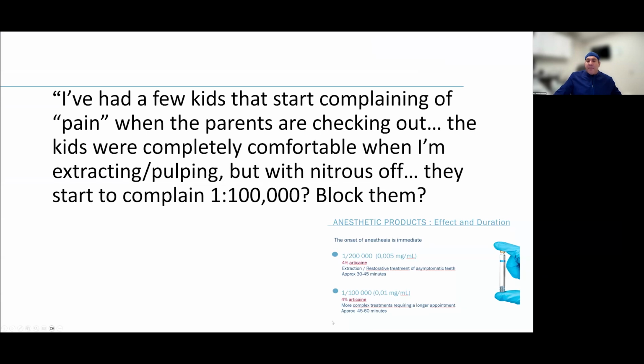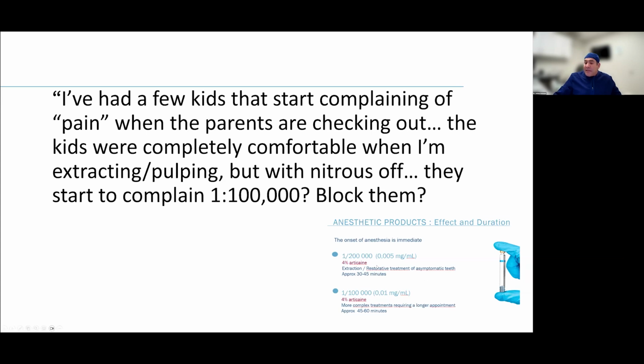This is an important one. I've had a few patients that started complaining of pain when they were checking out. So maybe they were in the office for less than an hour. Why is that happening? We talked about this as a group earlier this week. My theory is that we need to remember, and if we look down here in the lower right, that the working time of an intraosseous injection is going to be shorter than a block. That's just what happens.